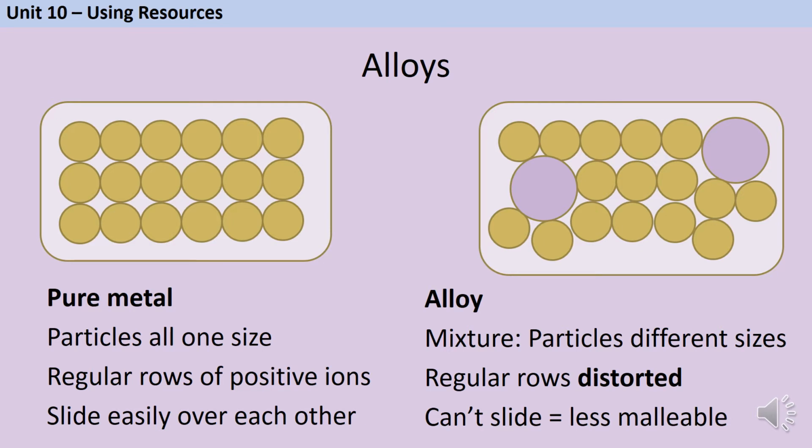An alloy is a mixture where the primary component is a metal. So that could be mainly one metal mixed with small quantities of a second or third metal, but it could also be mixed with small quantities of a non-metal like carbon, as is the case in steel.